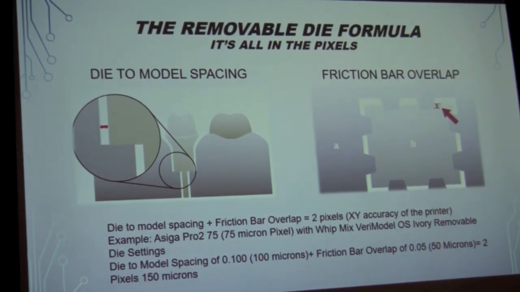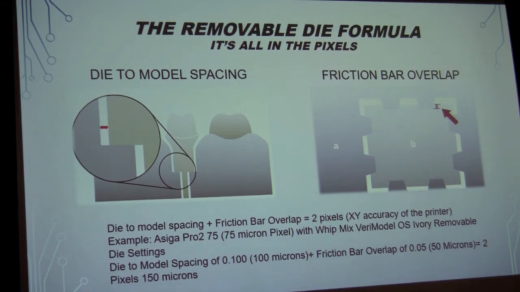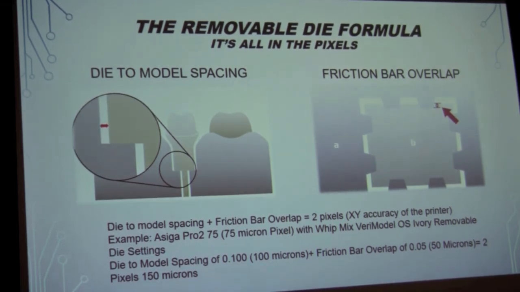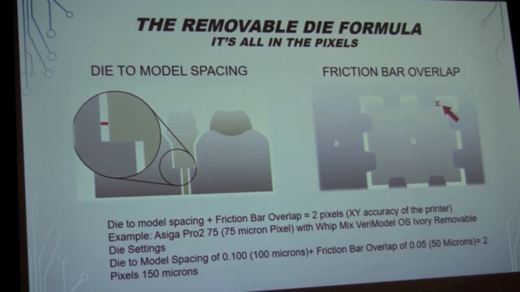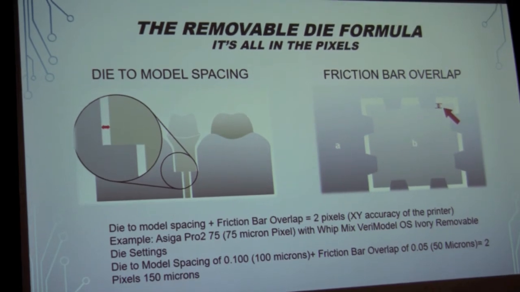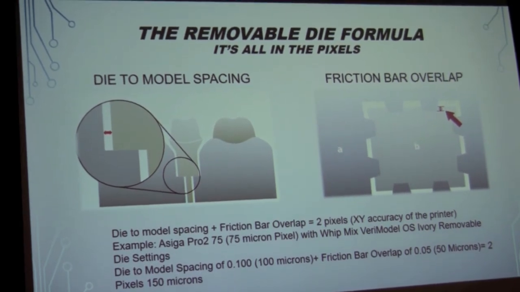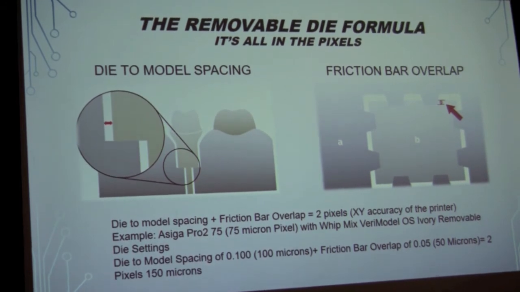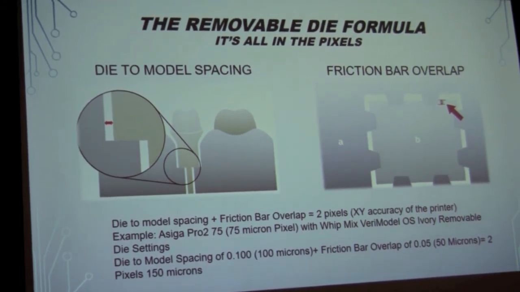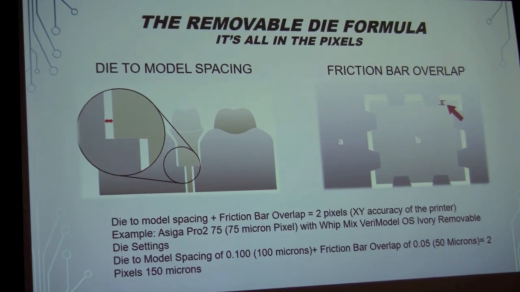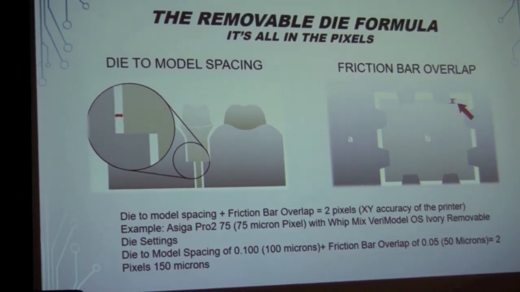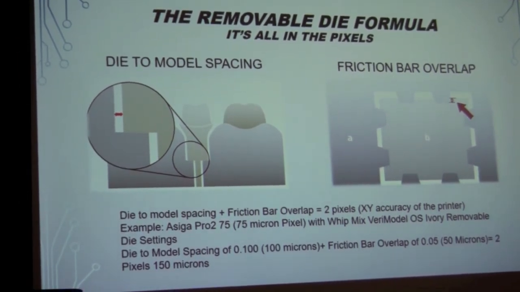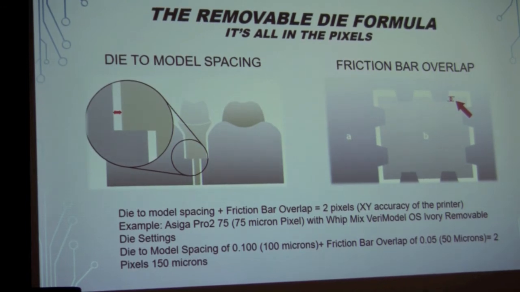It gives a nice broad width. A great example: the Pro 2 has a 75 micron pixel. With our Whip Mix VeraModel OS Ivory resin, our removable dies have a die to model spacing of 100 microns and a friction bar overlap of 50 microns. So it equals exactly 2 pixels. With this, we've had great results. Almost all of our customers print with removable dies, and we don't hear of any inconsistencies or any issues of the dies fitting.